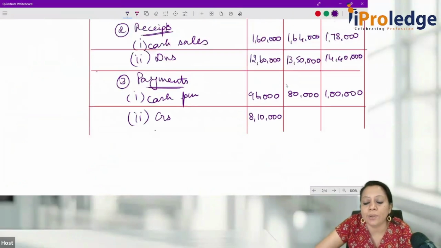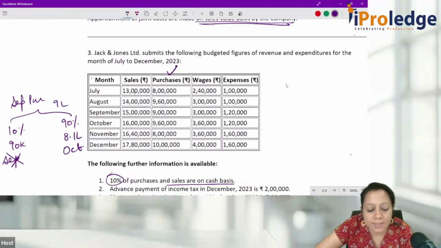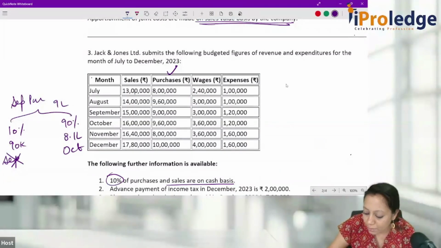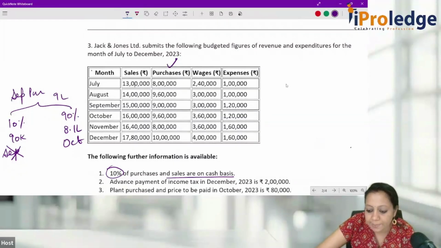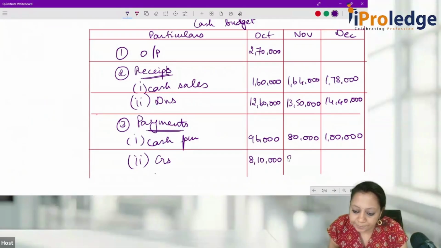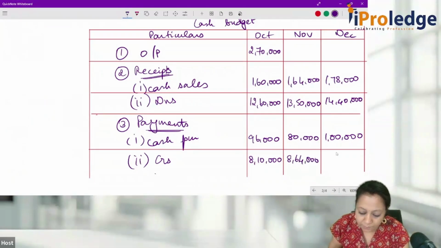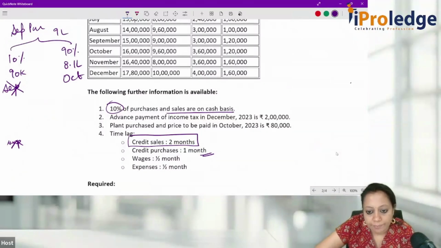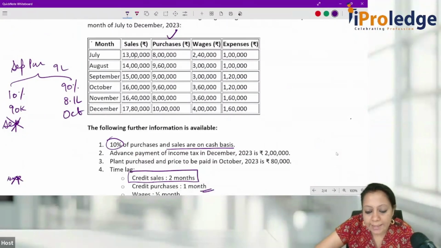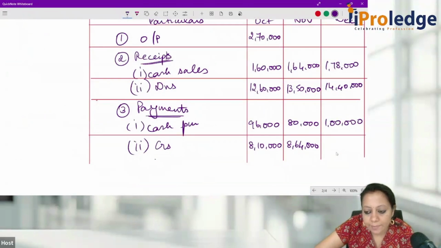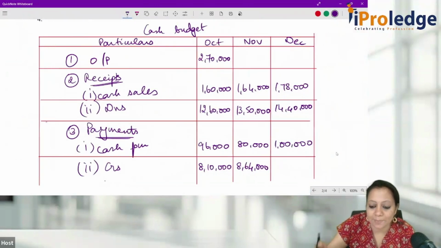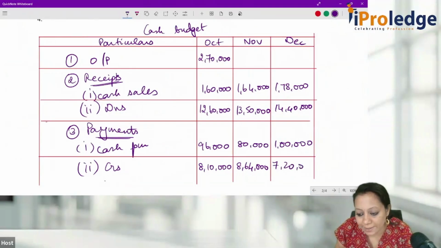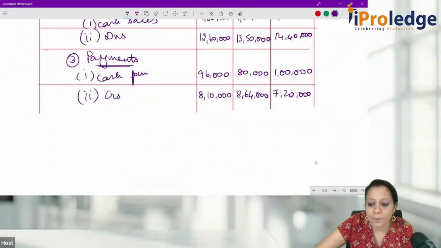Same way, 1 month before into 90 percentage, correct? So if anyone wants just this alone, you can write similarly everything. So it is going to be October month 9 lakh 60,000 into 90%. That is 8 lakh 64,000. November 8 lakhs. Yes. 7 lakh 20,000. Right. So now we will proceed to other payments.